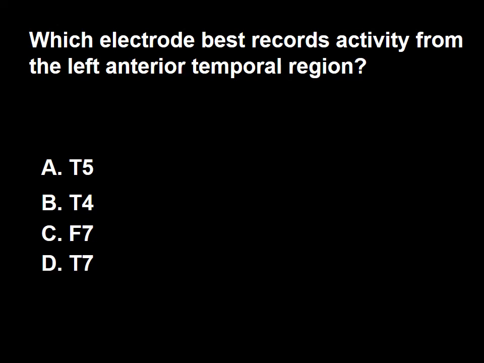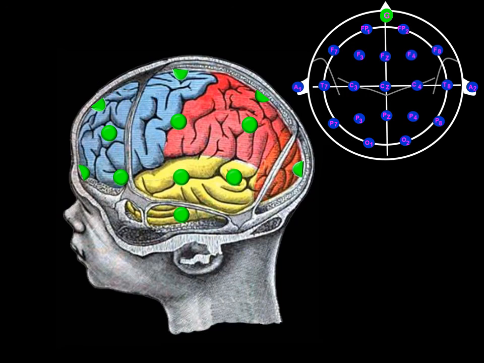Next question. Which electrode best records activity from the left anterior temporal region? A. T5, B. T4, C. F7, D. T7. This frame includes a figure of a child's head. The F7 electrode most accurately views the tip of the temporal lobe than any other when using the regular 10-20 system.